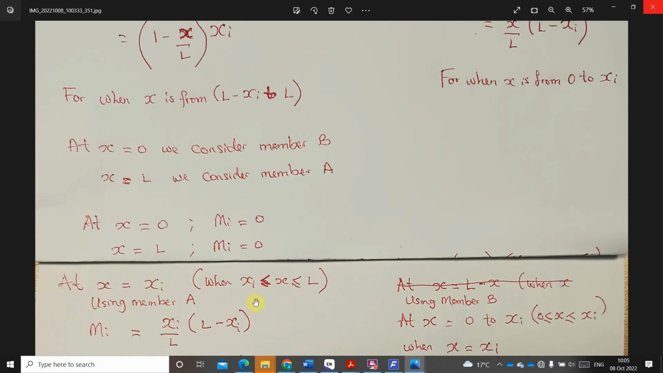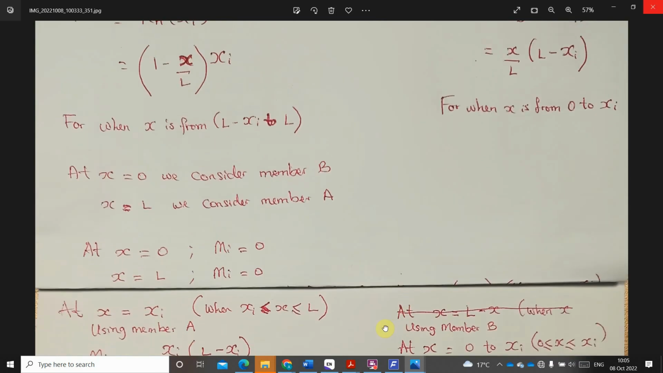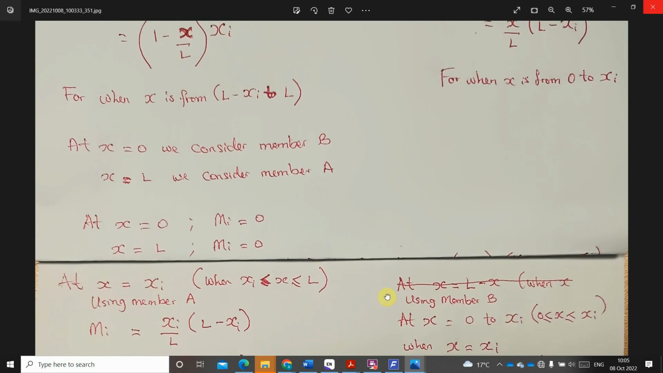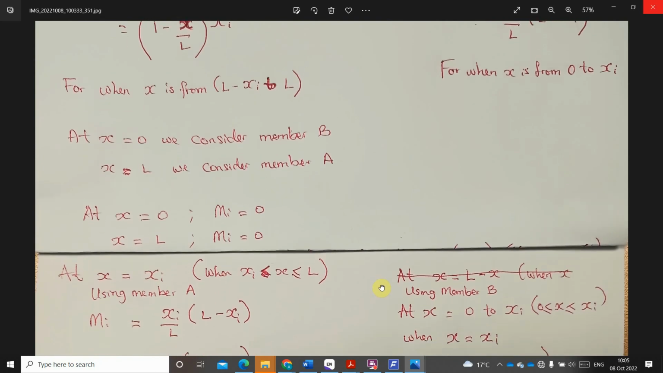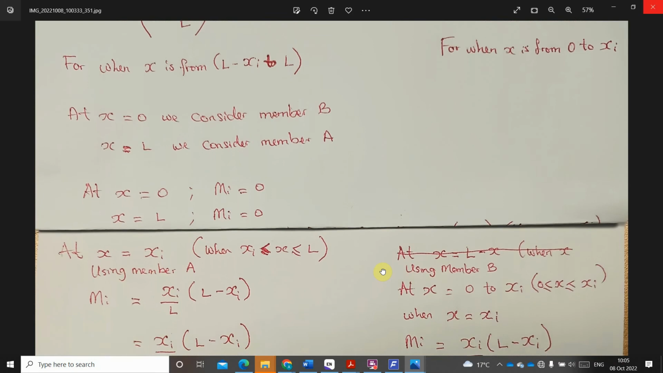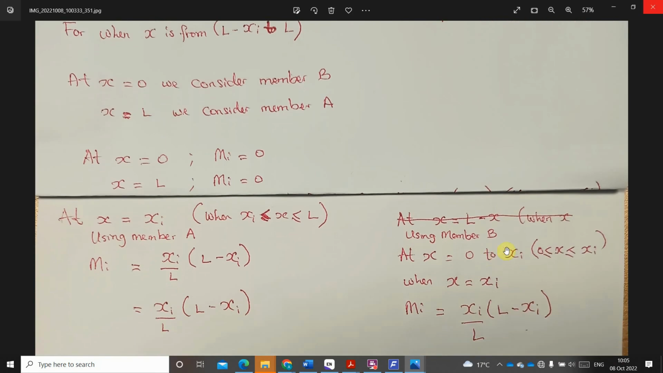And using member B, we have this equals to this when we substitute our S equals to Xi. Now, the same formula, we are having the same value. What it means is that at the midspan, when our S equals Xi, and it's the starting point of this and the end point of this, we are having the same formula.